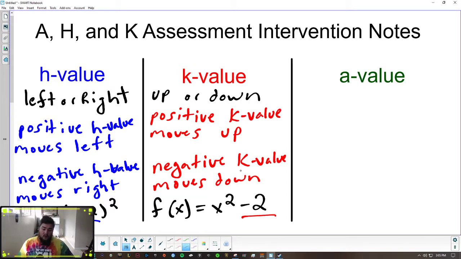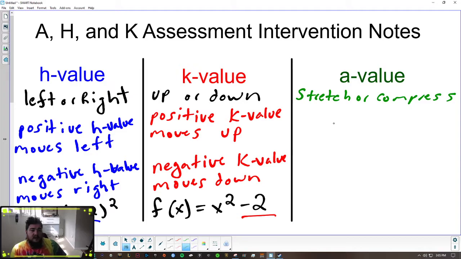So our final one is the A value. Now the A value does really one of 3 things. Sometimes it does 2 at the same time. It either stretches or compresses. So the A value is either going to stretch our graph and make it look thinner and taller, or it's going to compress it, meaning it's going to shrink it and shorten it down.